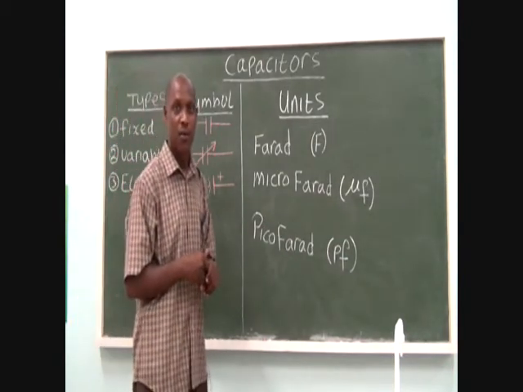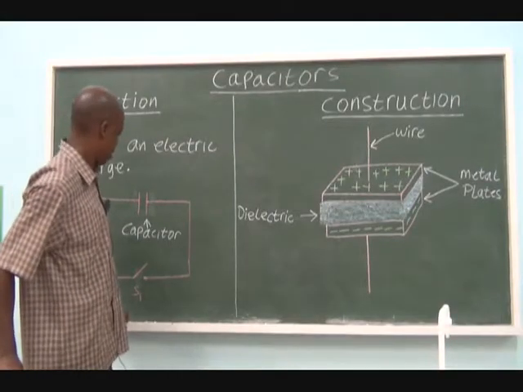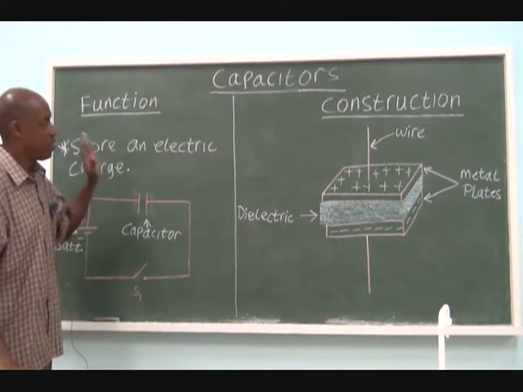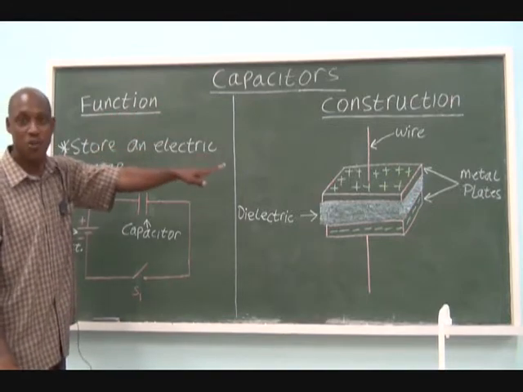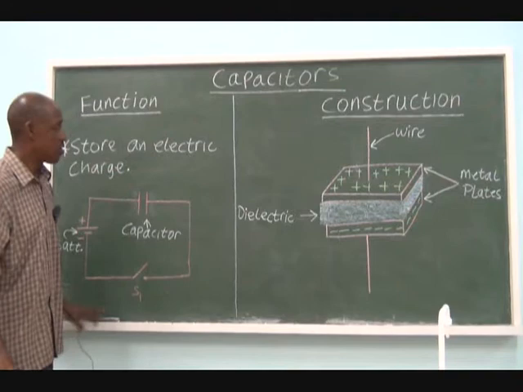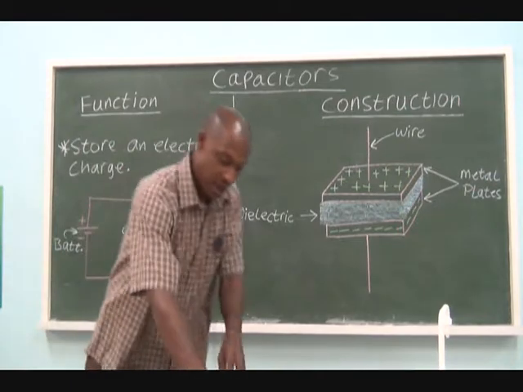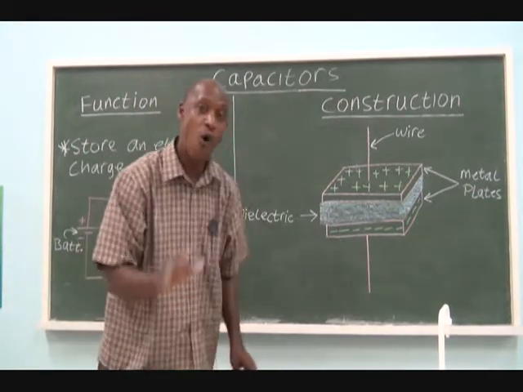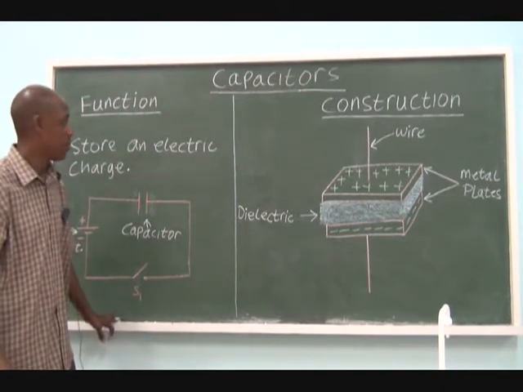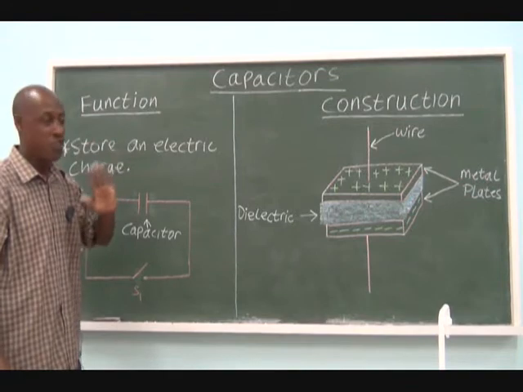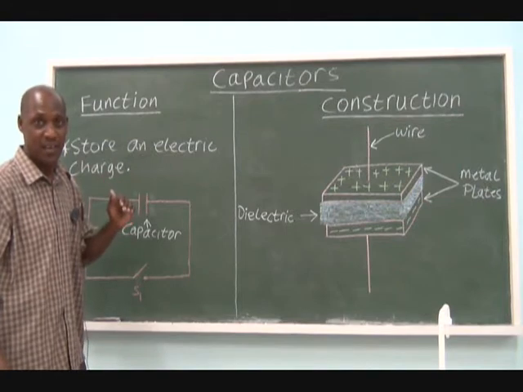Next we're going to look at what a capacitor does. Alright, hello again everyone. As you can see, we have the functions of a capacitor and also the construction of the capacitor. Let's talk first about the function. Regardless of the size of the capacitors, they all do the same function, and that is to store an electric charge. Capacitors are found in just about all our electrical and electronic devices that we have today.